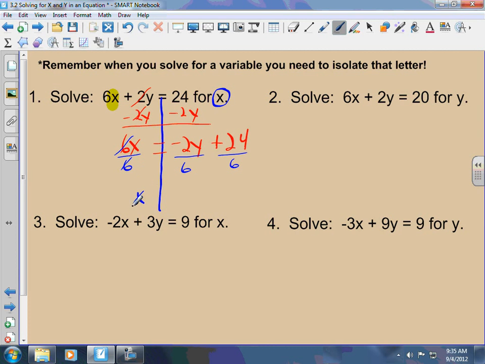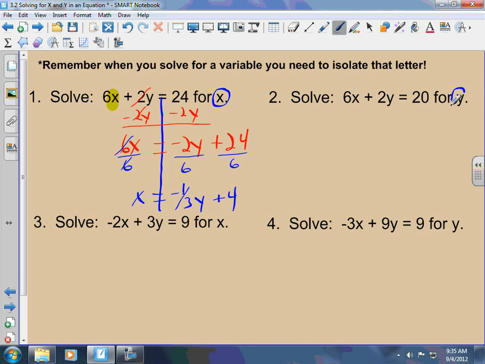My 6's cancel. X equals, now I am going to simplify this, because when we get into solving and putting in the slope-intercept form, you're going to have to simplify it. Negative 2 over 6 is negative 1/3 y. 24 divided by 6 is positive 4. Number 2, 3, and 4 are exactly the same.